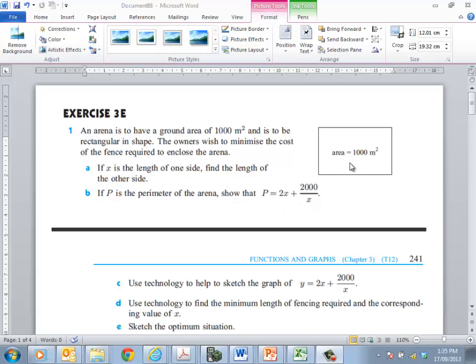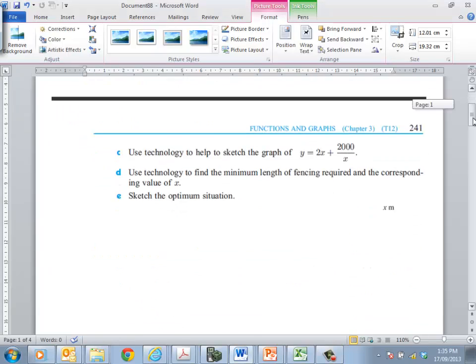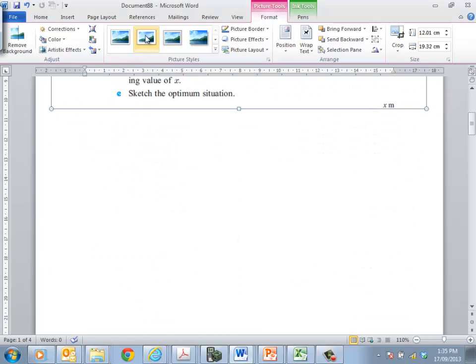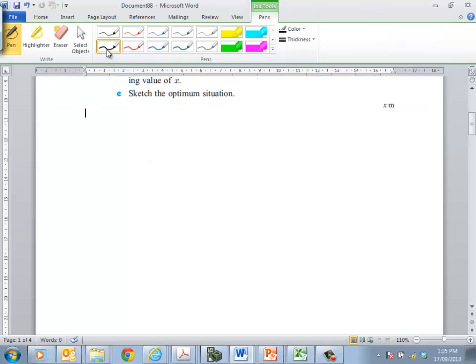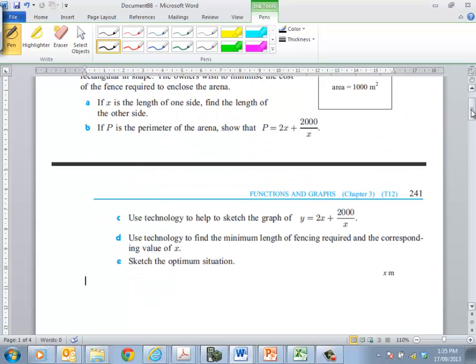Now, what you'll find with these questions is they are problem solving questions, and they give you enough information to do the next bit. If we are told something about the area, what do we know? Let's do part A. Part A says we need to find what? You're just answering the questions. If X is equal to that, find the length of the other side.